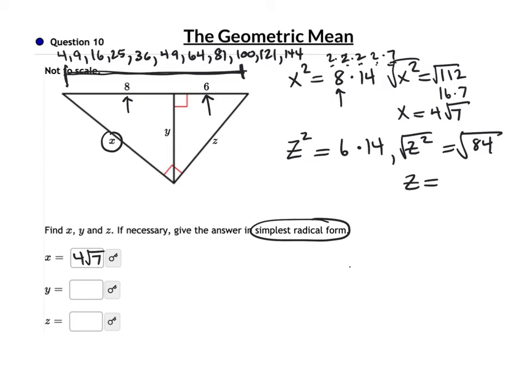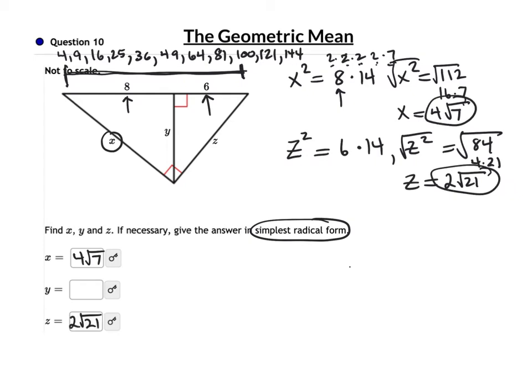There's a perfect square in 84. I'm sure 4 divides into it. Let's divide it by 4 and see what's left. 84 divided by 4 is 21. 21 does not have any perfect squares in it. It's 3 times 7, and both of those are prime. The square root of 4 is 2. 2 root 21 is my answer for z.